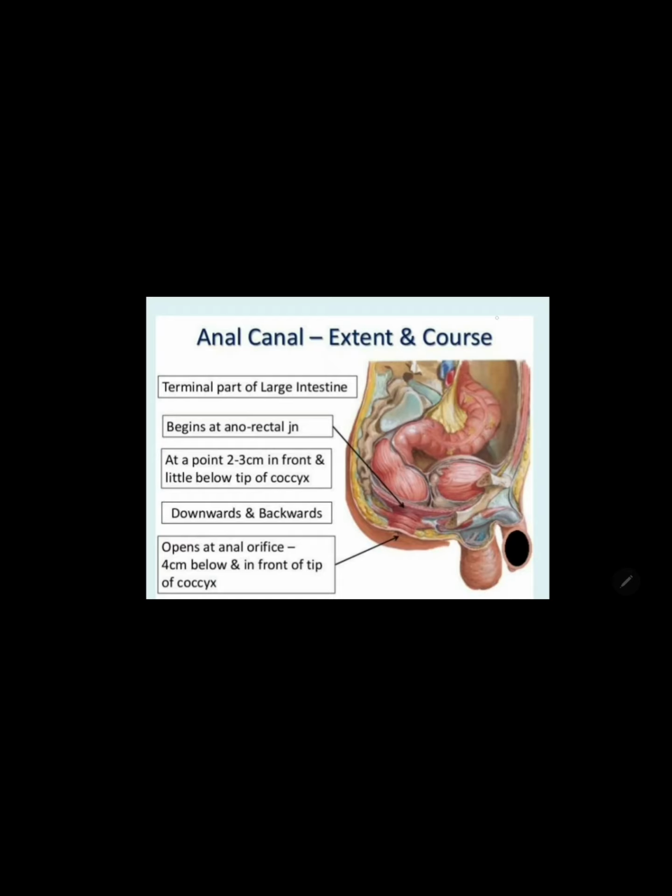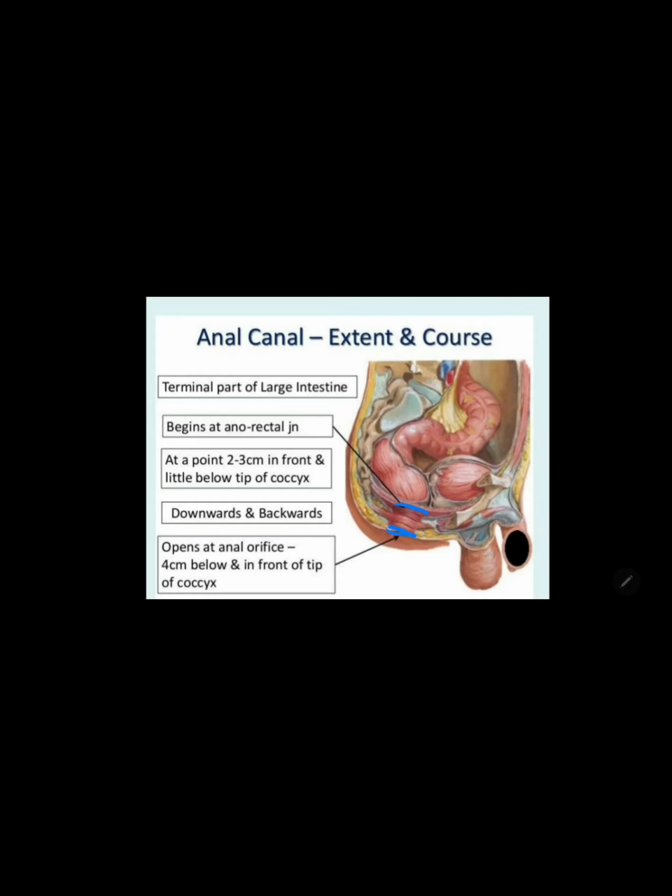So the anal canal is the terminal part of the lower intestine below the rectum. It begins at the anorectal junction, then it is directed downwards and backwards towards the anal opening, and it lies 2.5 to 3 cm in front of and a little below the tip of the coccyx. So this is the direction, directed downwards and backwards, opening at the anal orifice, which lies 4 cm below the tip of the coccyx.